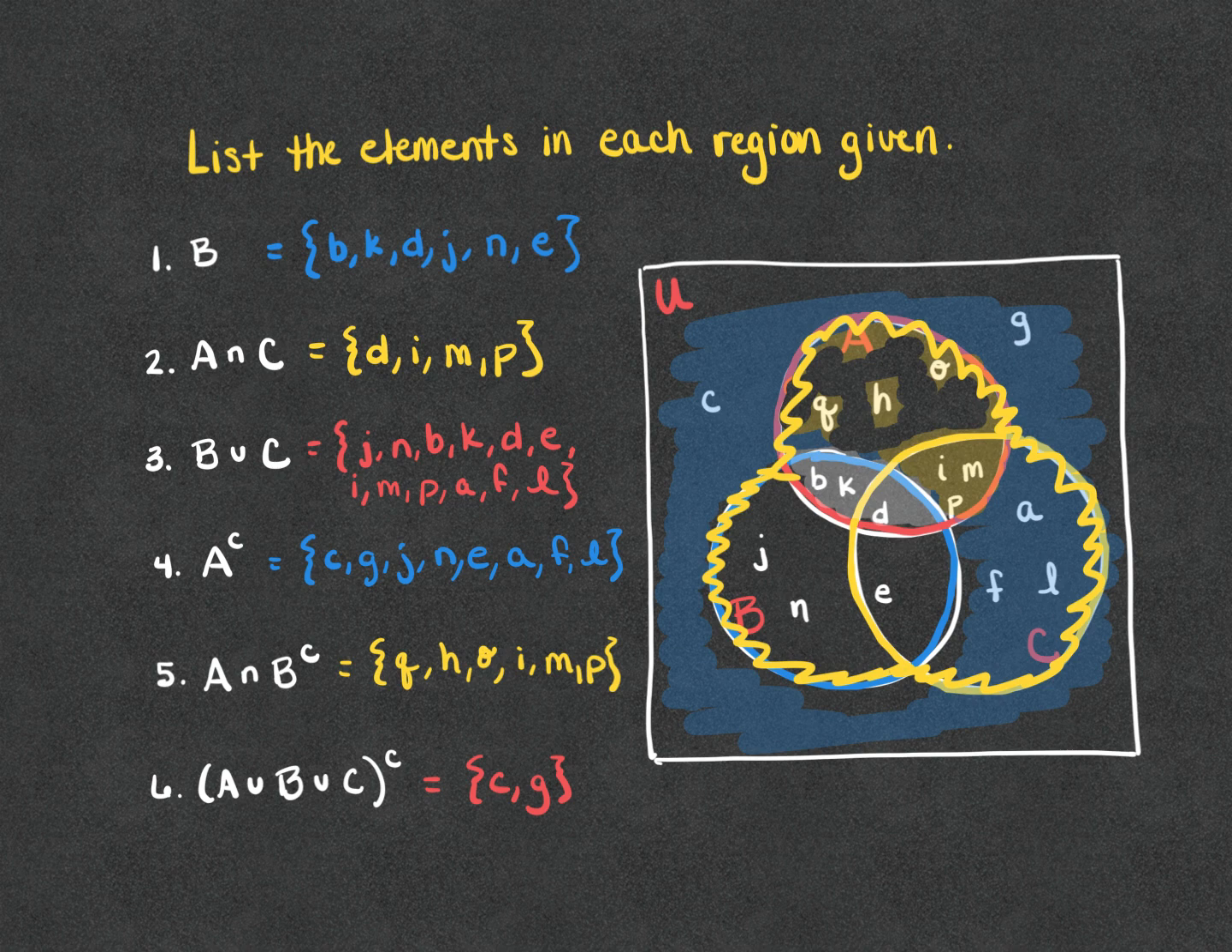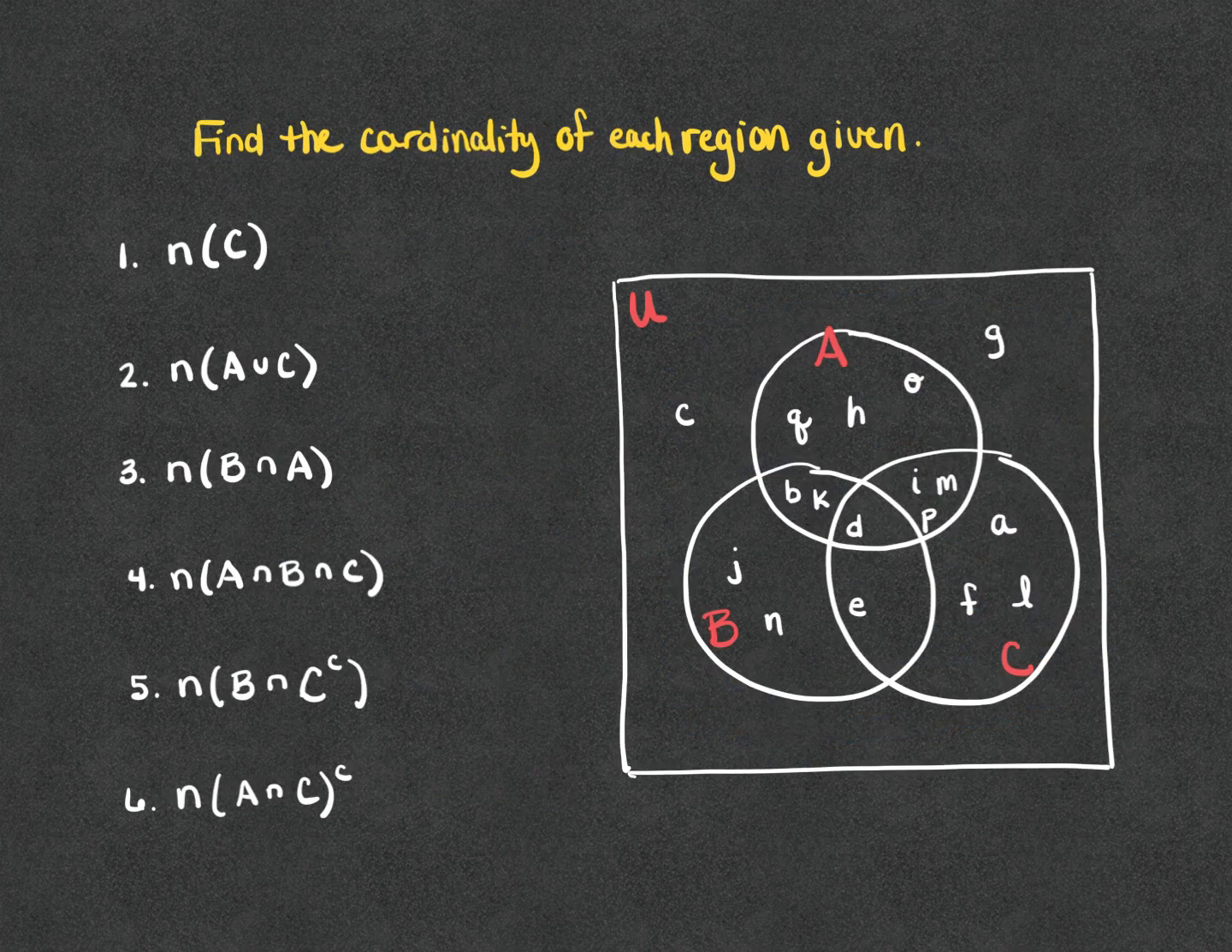Listing the elements, writing out each of the elements individually. All right, moving on to this version of the question. Now, this is the same Venn diagram that should look very familiar, except in this particular case, you might notice that I've asked a slightly different instruction. This says find the cardinality of each region.